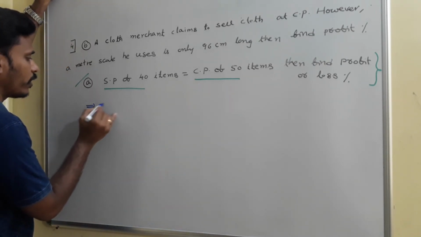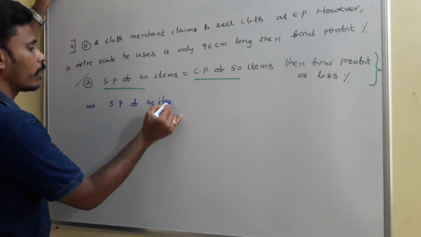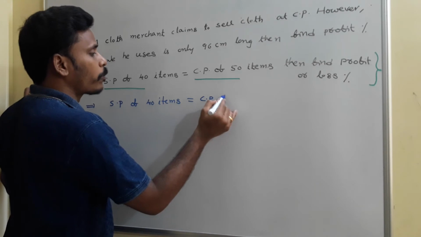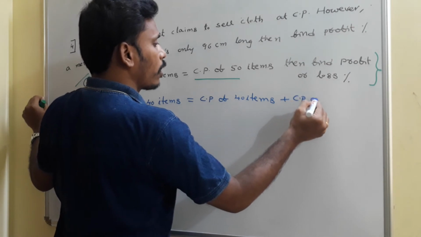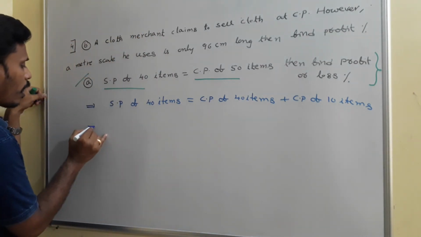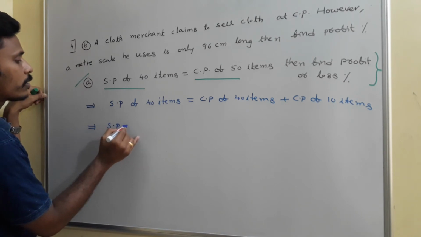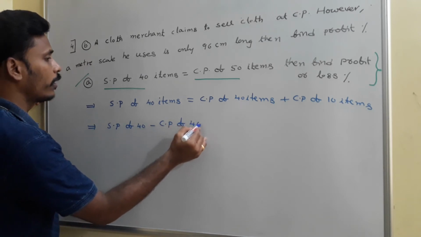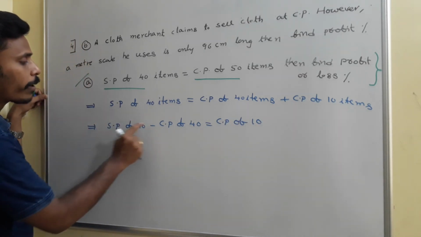You just look there. How will I rewrite the given thing? Selling price of 40 items is equal to, it is mentioned as, cost price of 50 items. So cost price of 50 items is nothing but cost price of 40 items plus cost price of 10 items. Is there anything wrong? Nothing. And that implies you send this cost price of 40 items this side. Then it becomes selling price of 40 minus cost price of 40 is equal to cost price of 10 items.